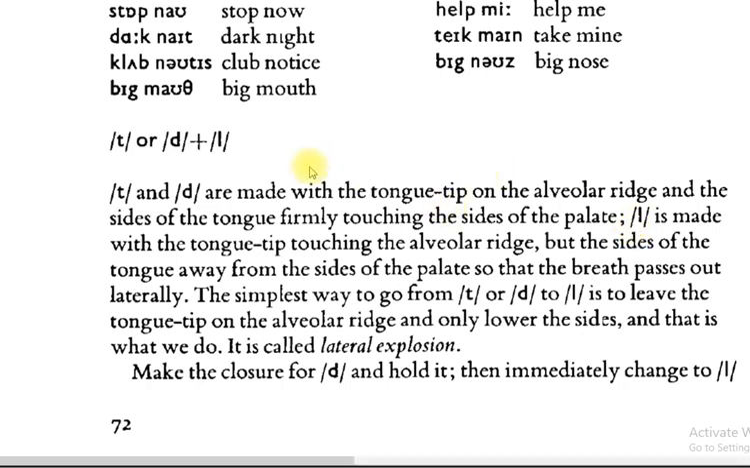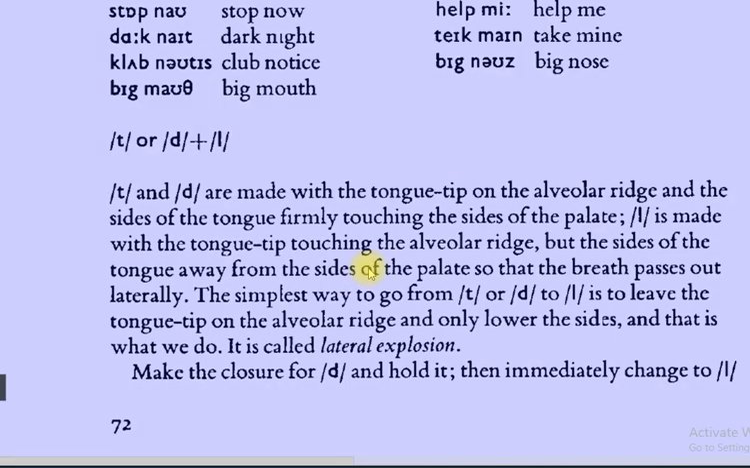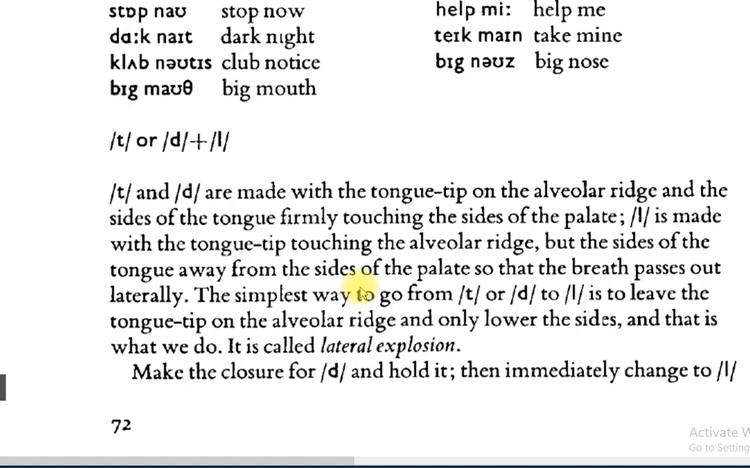When these two sounds are followed by a lateral consonant. How do we produce this lateral consonant? We have only one lateral consonant, which is the L sound. It is made by the tip of the tongue, again, touching the alveolar ridge. When you want to say L, you see that your tongue tip touches the alveolar ridge. But the sides of the tongue are lowered. They are away from the sides of the palate.